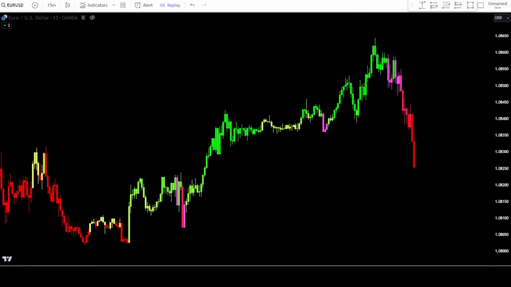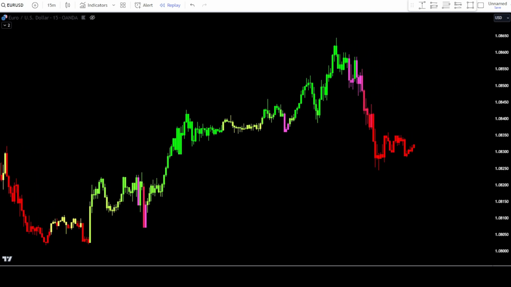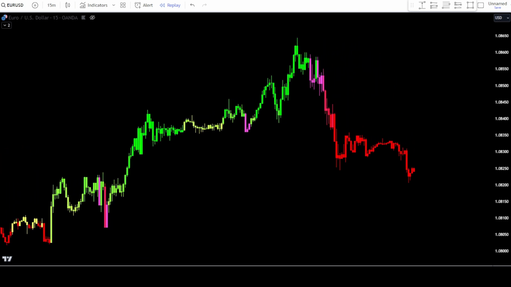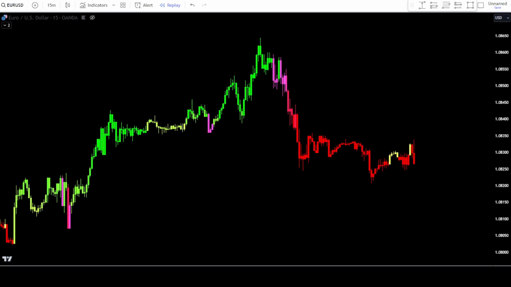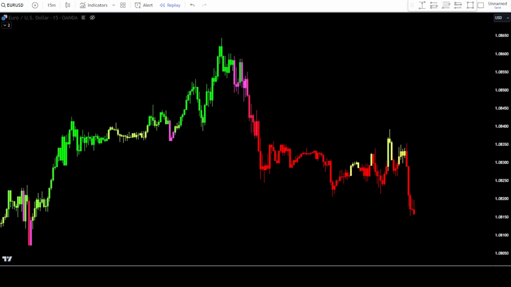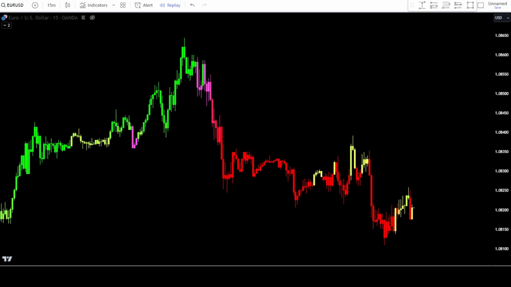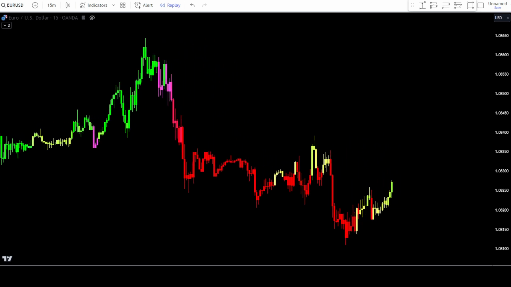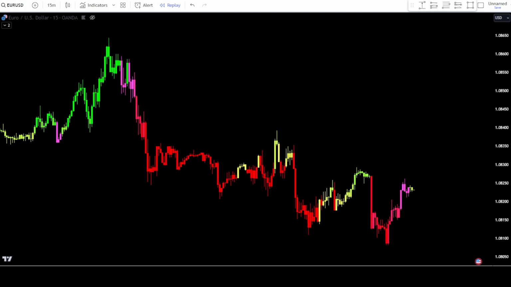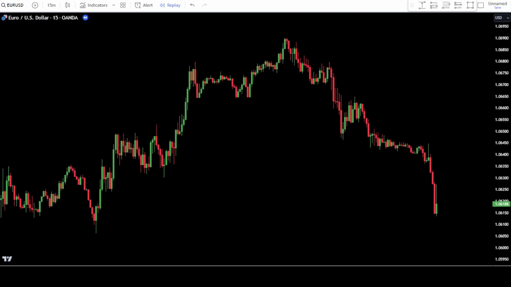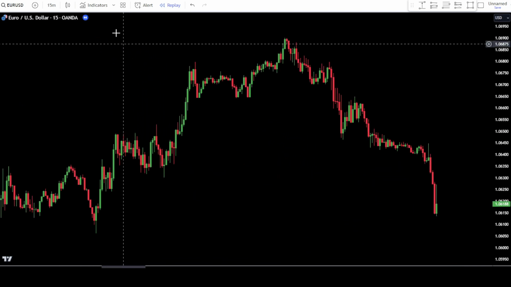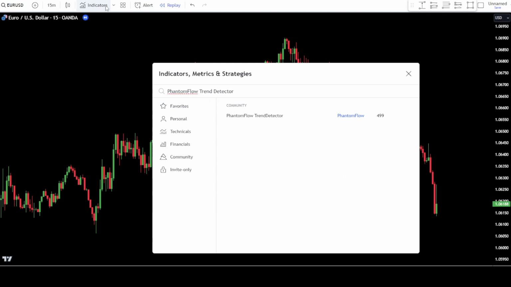There are three essential components you need to understand when trading in the market: trend analysis, following the trend while also observing the momentum in the market. The indicator used in this video will encompass these aspects. To use this indicator, you can access TradingView, then go to the Indicator Search tab and type in PhantomFlow Trend Detector. Select PhantomFlow Trend Detector from PhantomFlow.